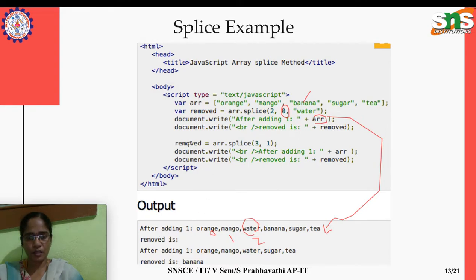And see here next line, removed is equal to array dot splice 3 comma 1. What does it mean? Currently the array has these many items, so 3 means this position, banana is at position 3, and one element we are going to remove. So that one element, banana, gets removed. After removing, the array will be of these items, and the removed item is this one, banana. I hope it makes you clear about the splice method, the built-in method in JavaScript.